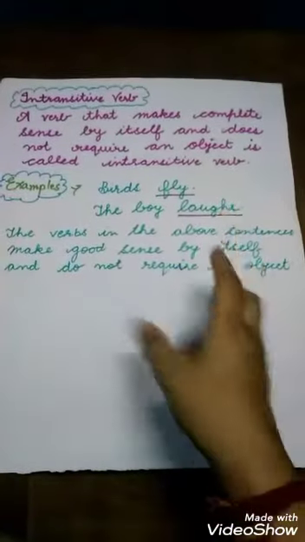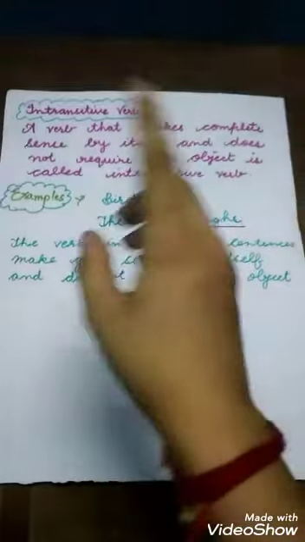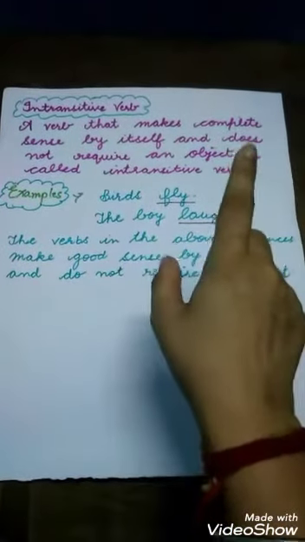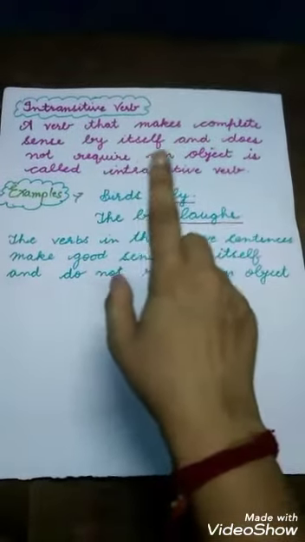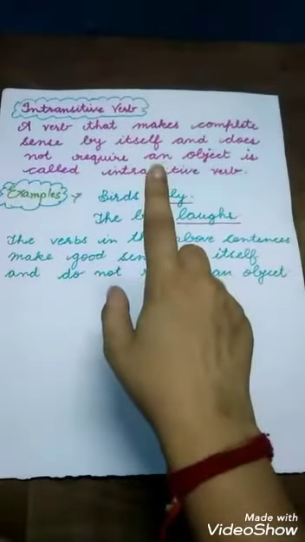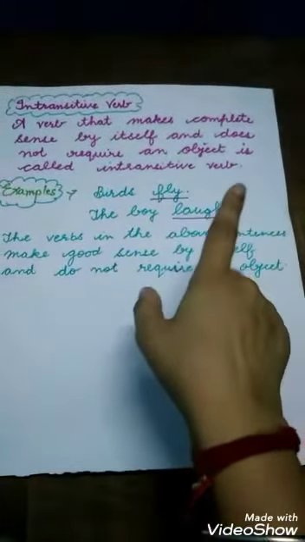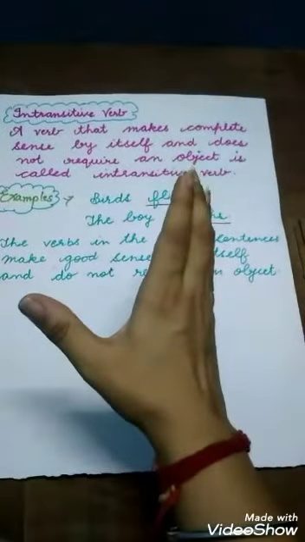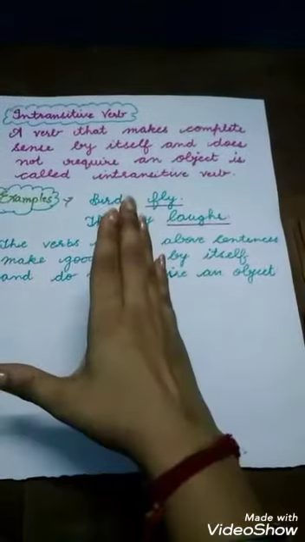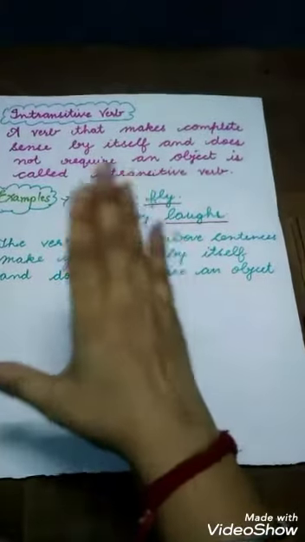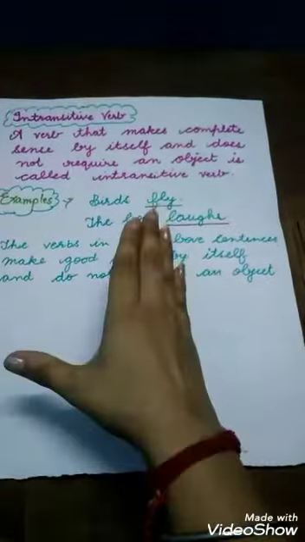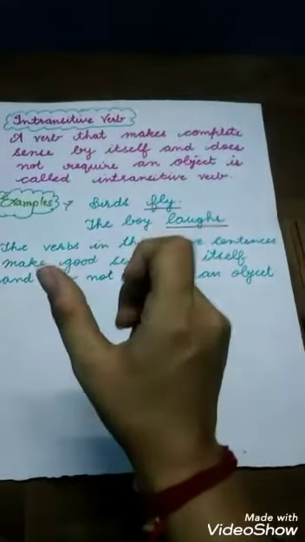Now let's talk about the second type of verb, that is intransitive verb. A verb that makes complete sense by itself and does not require an object is called an intransitive verb. So if the object on which the action is performed is not shown or not given in the sentence, then the verbs used will be intransitive verbs.